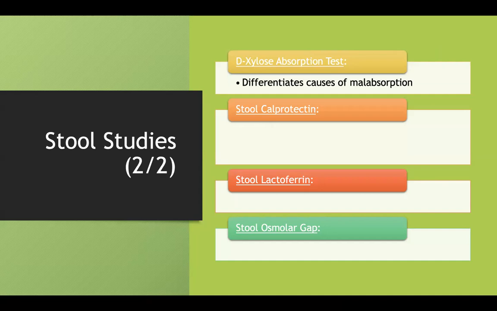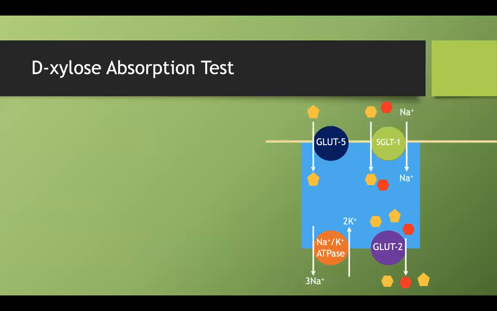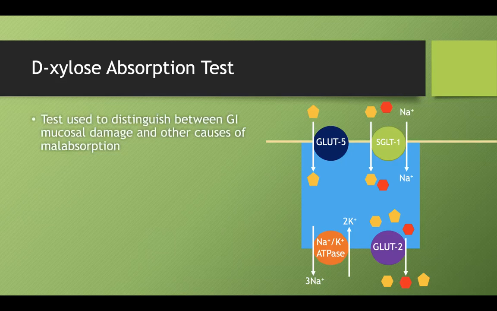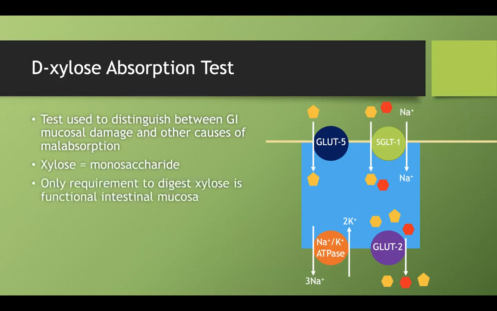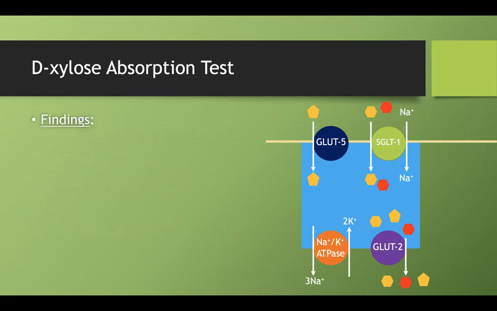And I talk about this in the small intestine lecture, and I'm just going to re-go over the D-xylose absorption test now. It helps you to determine what is the actual cause of malabsorption. And because xylose is a monosaccharide, you only need a functional small intestine for xylose to be absorbed correctly. So for the test, it's very straightforward. You give them some of that monosaccharide, you give them D-xylose, and then you measure their urinary D-xylose levels. And what'll that do?